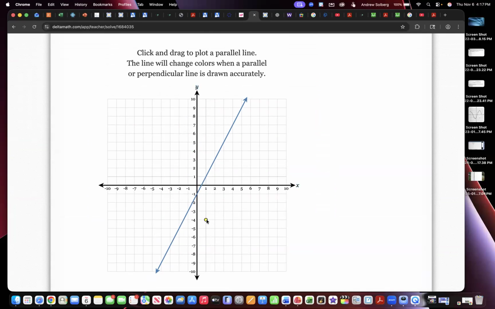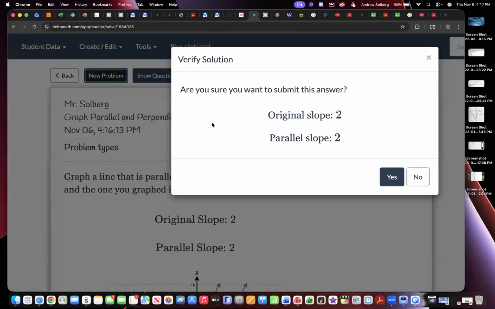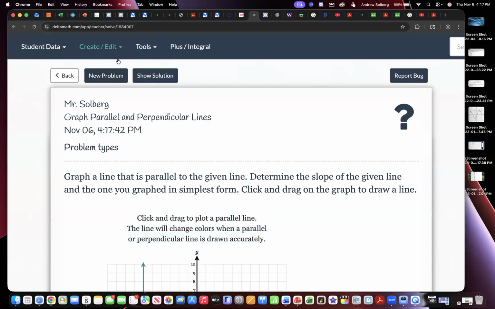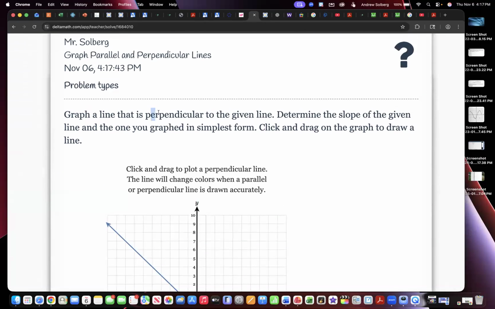So if you pick any point, go up over 1, and you create your parallel line. As long as they have the same slope, you're going to be parallel. Let's look at a perpendicular one. So something like this. Okay, so it's asking for a perpendicular line.